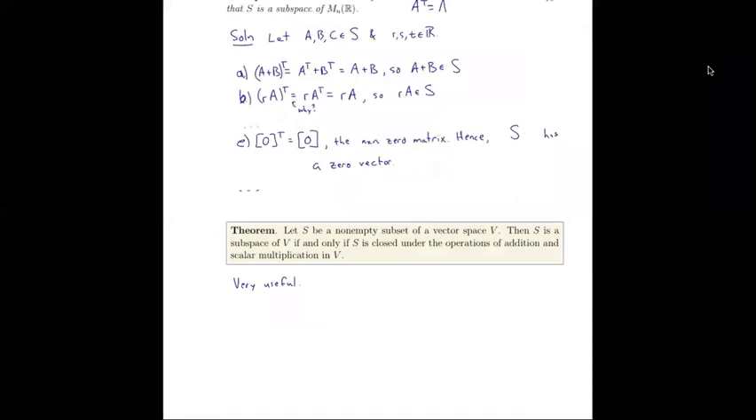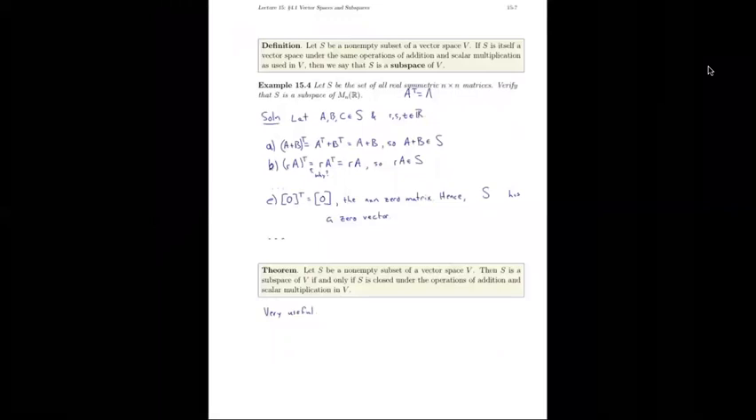But when we get down to this theorem halfway through the page, we see that if we let S be a non-empty subset of a vector space V, then we have a characterization of S as a subspace. S is a subspace of V if and only if, remember this is an equivalence statement now, S is closed under the operations of addition and scalar multiplication in V.